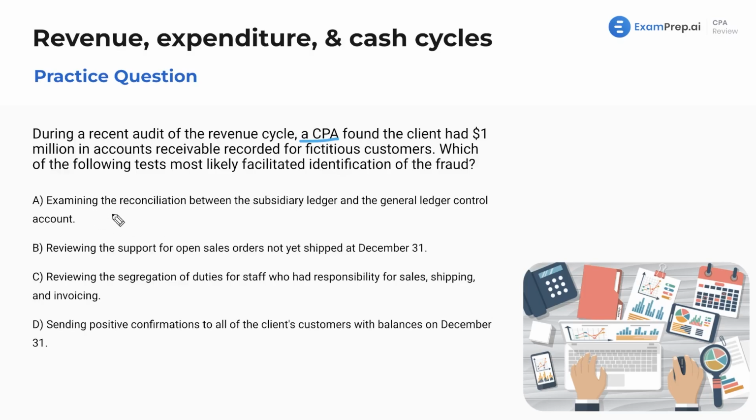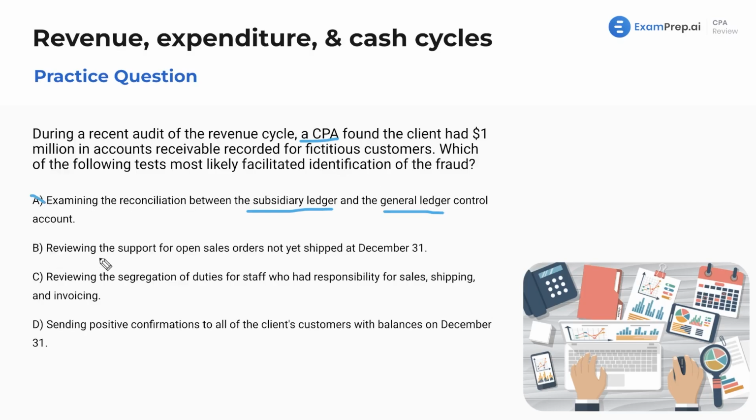So examining the reconciliation between the subsidiary ledger and the general ledger control account. The subsidiary ledger, prepped by the client, general ledger, prepped by the client. This is not going to help you identify the fraud. You're going to need to have checked with a third party, because if there's fraud, then the client is covering it up. So you need something externally to confirm that for yourself. Sounds good. We're going to eliminate letter A.